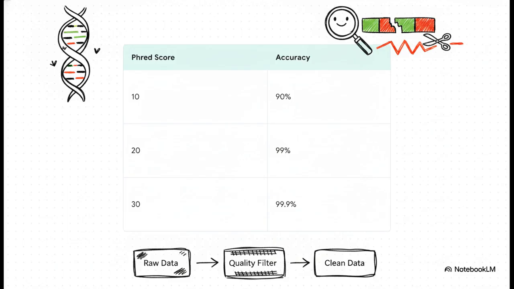Here's how it works. If a letter gets a score of 10, the machine is 90% sure it's correct. A score of 20 is 99% accuracy, and a score of 30 means it's 99.9% sure. This is absolutely vital, because our very first bioinformatics step is to look at these scores and automatically trim away or delete any of the low-quality garbage data where the camera might have been just a little bit unsure.